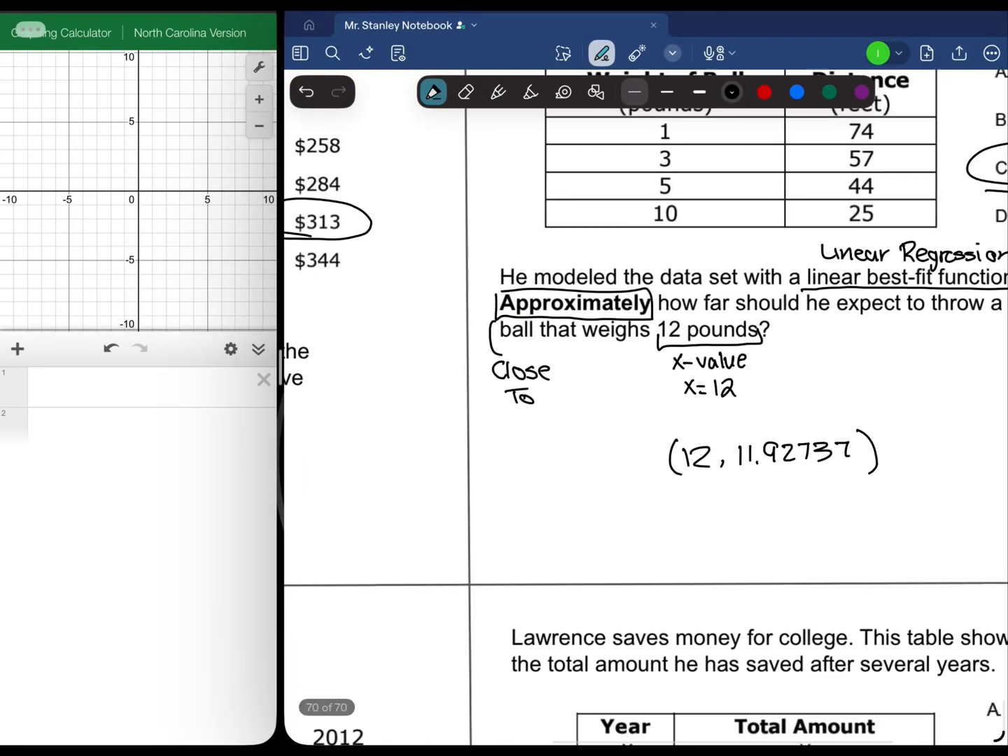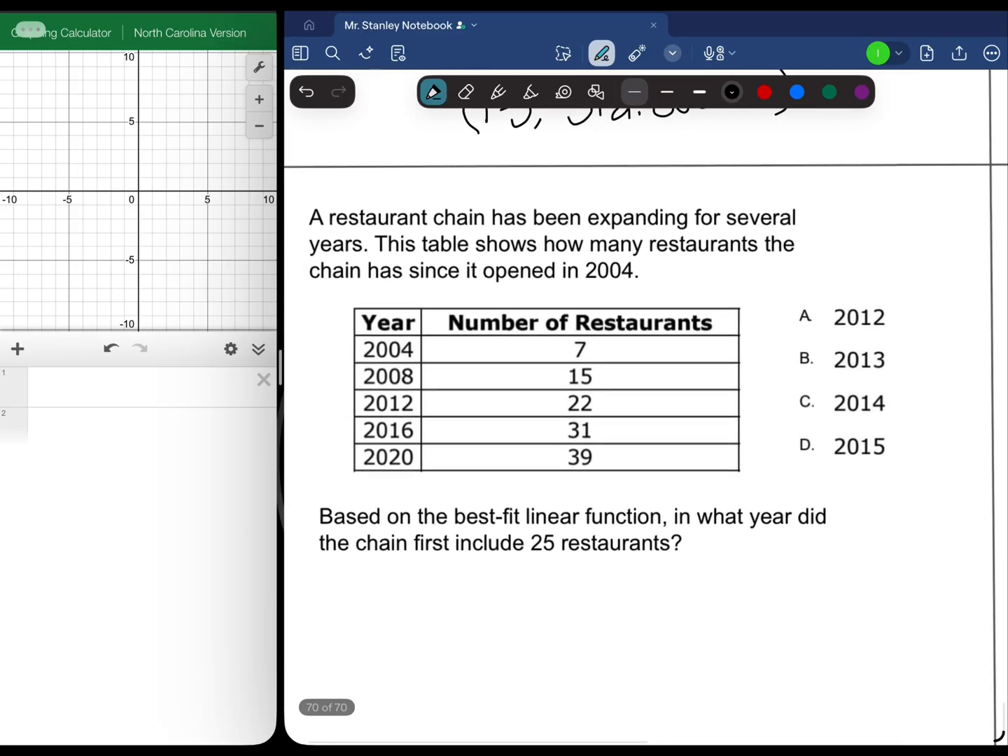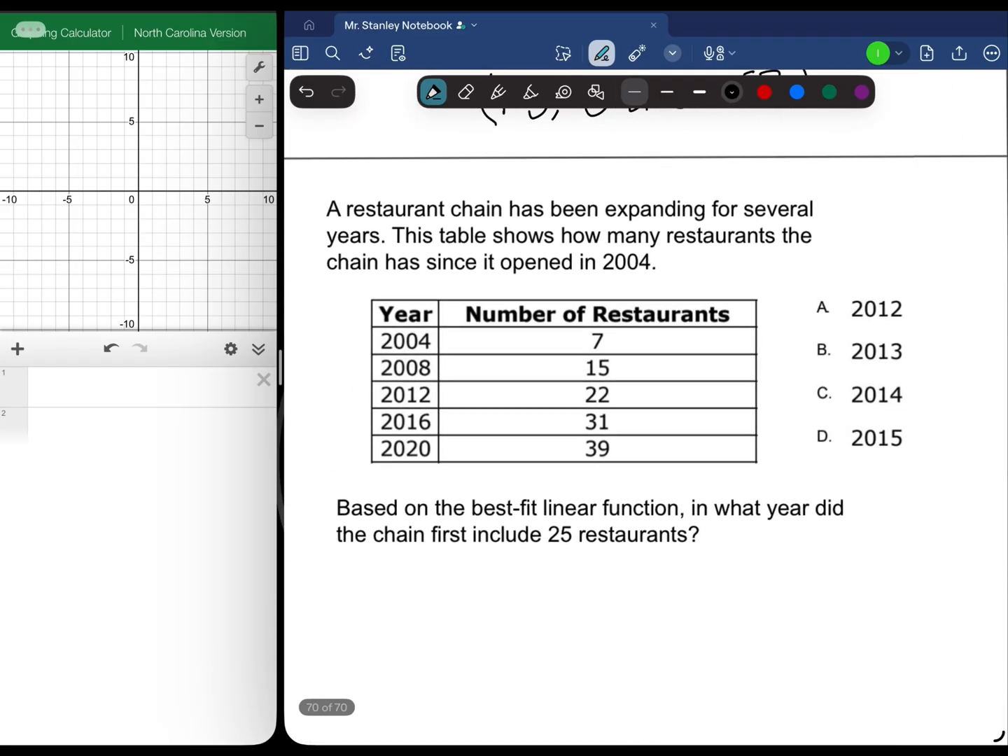All right, so now let's move to example 3. It says a restaurant chain has been expanding for several years. This table shows how many restaurants the chain has since it opened in 2004. Based on the best fit linear function, in what year did the chain first include 25 restaurants?